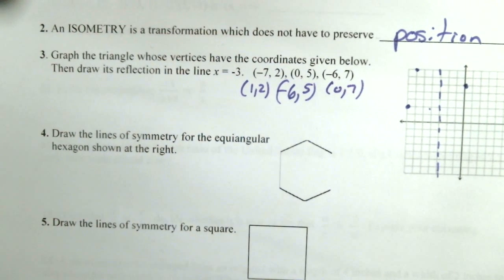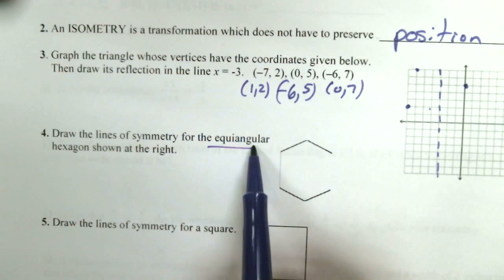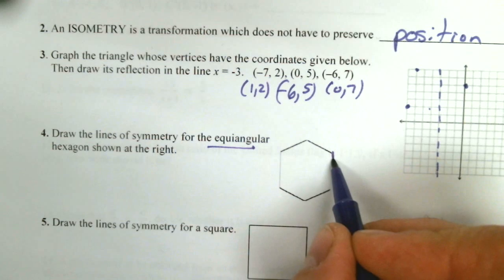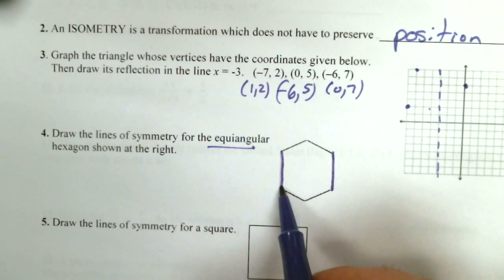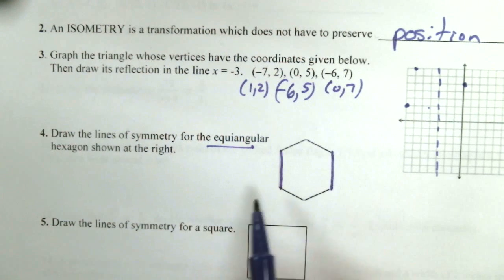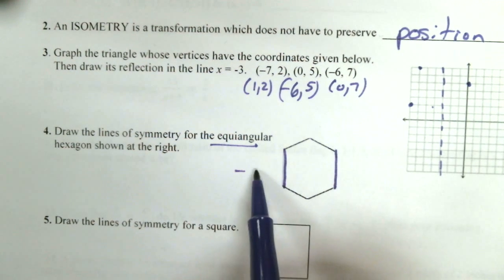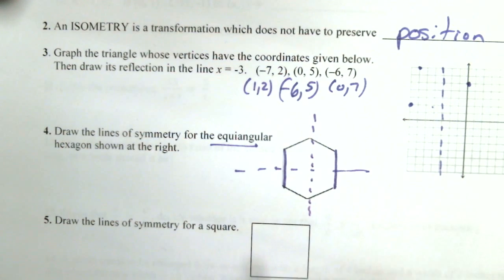For question number 4, if we're going to draw in the lines of symmetry in the equiangular hexagon at the right, because it's equiangular and not regular, we know that these 2 lines that I've highlighted in purple are longer than the others. It is not regular. If it were a regular hexagon, there would be 6 lines of symmetry. This equiangular one would only have 2 lines of symmetry going like that.